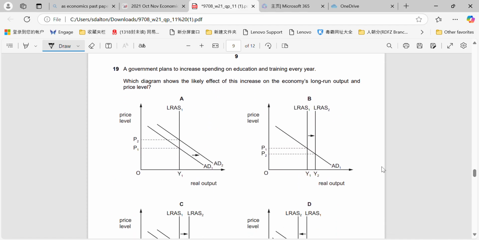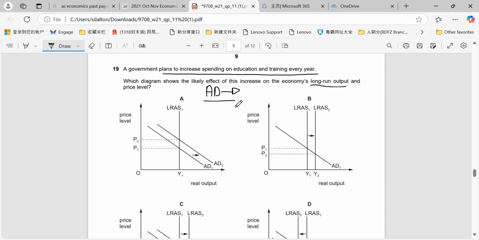Okay, question 19. Government plans to increase spending on education and training every year. What's the effect on their long run output and price level? Okay, so government spending would be a component of aggregate demand. So that would mean that aggregate demand has to move to the right.